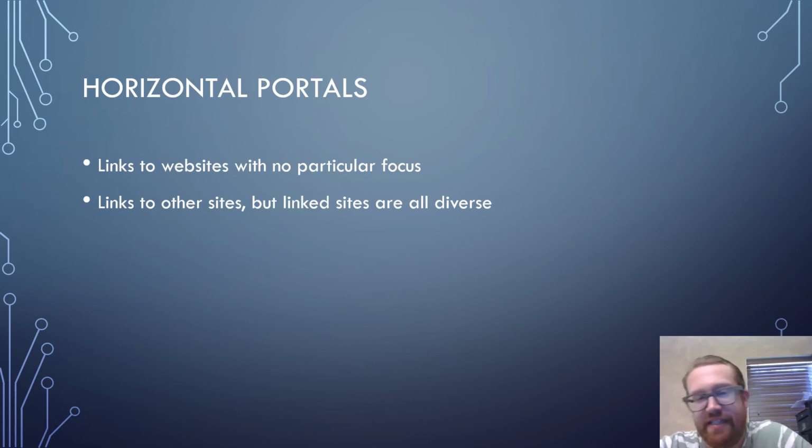However, horizontal is the exact opposite. These are links to websites with no particular focus. You're usually using your search engines here. There are links to other sites, but all the links are diverse, a variety of topics, a variety of subjects. They all go in a bunch of different ways. Search engines are mostly found here.